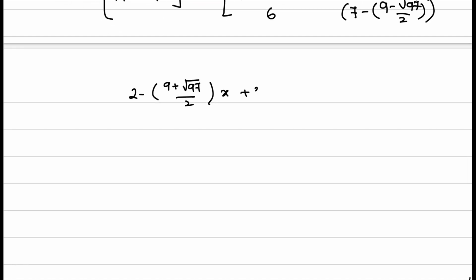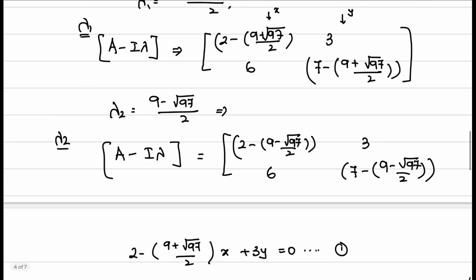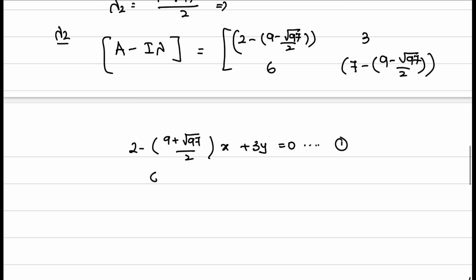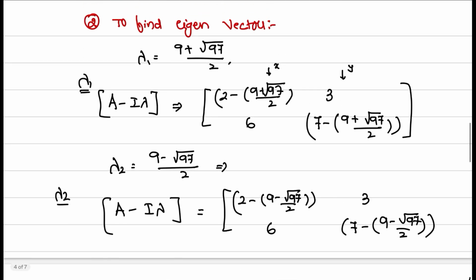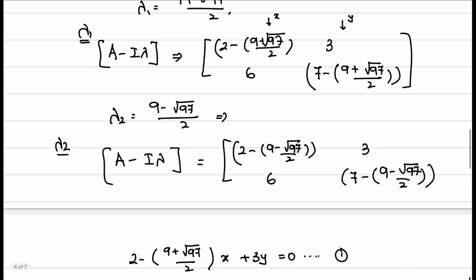Plus 3y is equal to 0. This is one equation we have got from the above matrix. Then you multiply this with x and y and make it equal to 0.